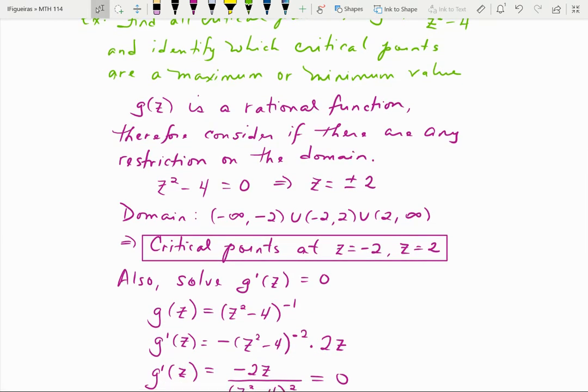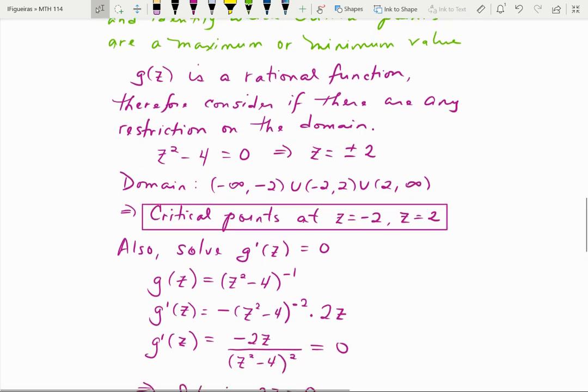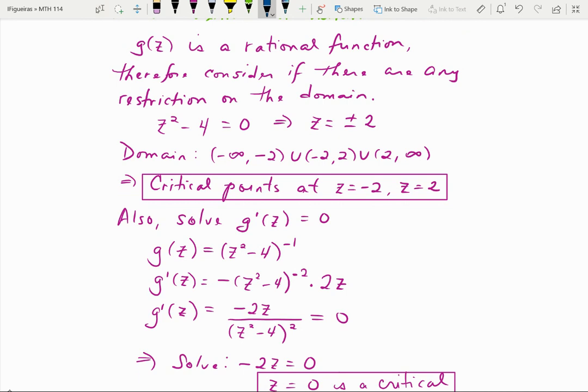So remember, where your derivative is equal to 0 is where you have these potential maximum and minimum points, because that's where your tangent line should be horizontal. So before I take the derivative, I'm going to rewrite g of z as z squared minus 4 to the negative 1. That will allow me to use chain rule instead of quotient rule.